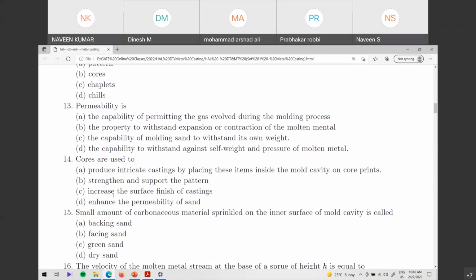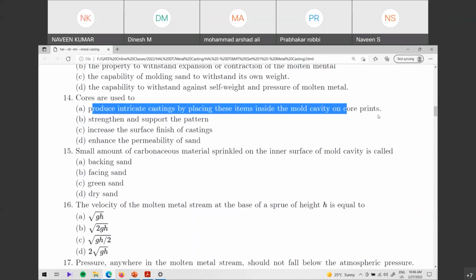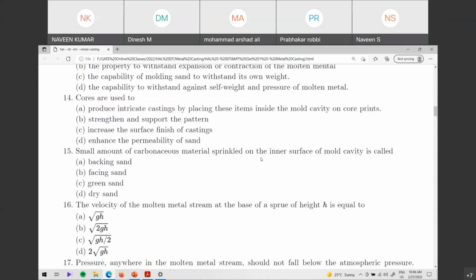14th one. Cores are used to produce integrated castings by placing these items inside the mold cavity. Okay, it's easy, no? Obviously, you're not enhancing permeability by using cores. You're not increasing the surface, you're not strengthening it. Obviously, to produce integrated castings by placing these items inside the mold cavity on core plates. That's it. Very good. What about next one?